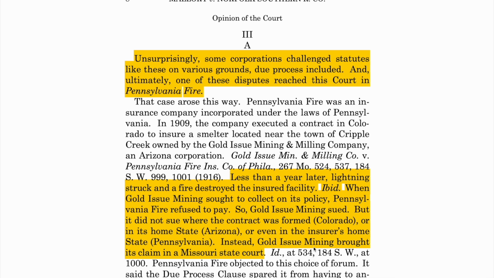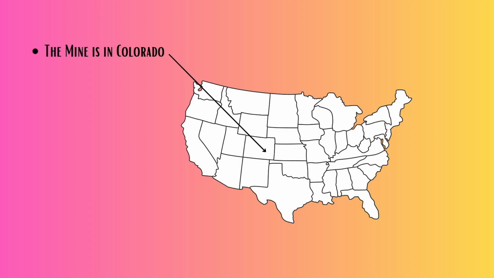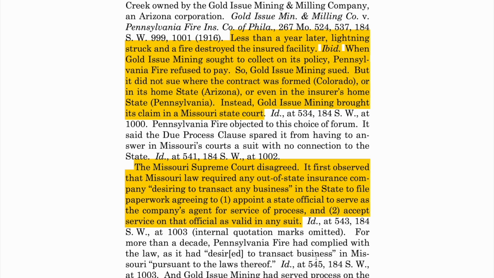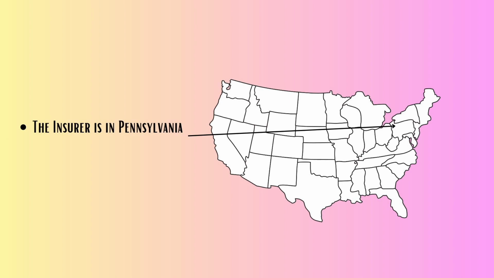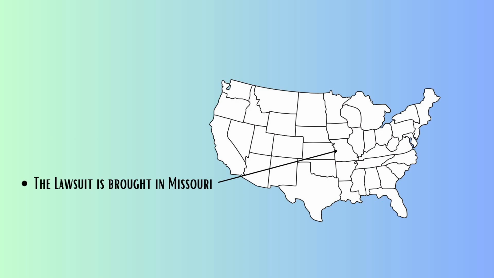Now, this is a very interesting case. This is an insurance case where the insurer is doing business in Colorado and it insures a gold mine. Less than a year after buying the policy, lightning struck and the fire destroyed the insured facility. When Gold Issue Mining sought to collect on its policy, Pennsylvania Fire refused to pay. So Gold Issue Mining sued. But it didn't sue where the contract was formed, Colorado, or its home state, Arizona, or even in the insurer's home state, Pennsylvania. Instead, Gold Issue Mining brought its claim in a Missouri state court.